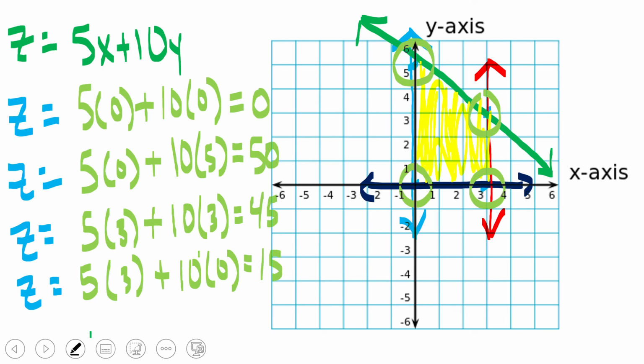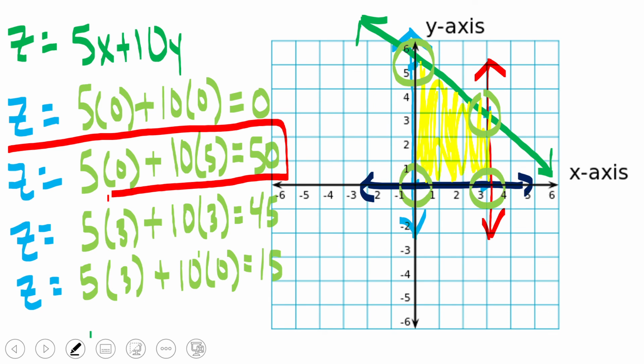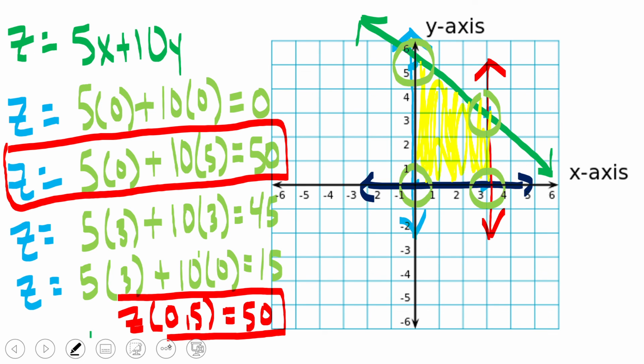So out of our test points, based on what we're given on the graph, when 0 for x and 5 for y are plotted and tested in our expression, that's our maximum value. So we'd say, well, z of 0, 5 equals 50 for our answer, showing that that's answering the question of our maximized value for that expression.